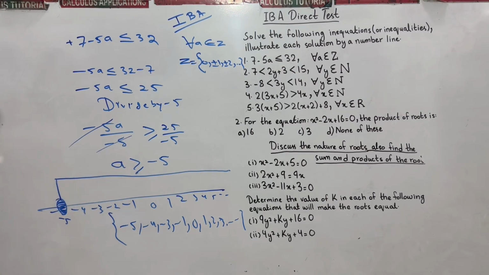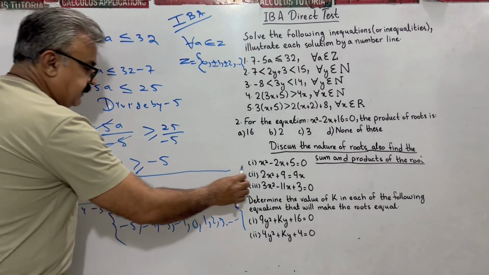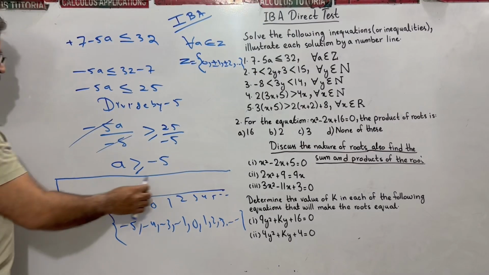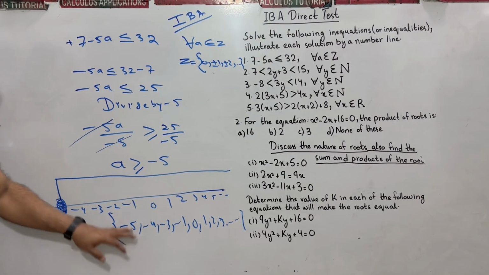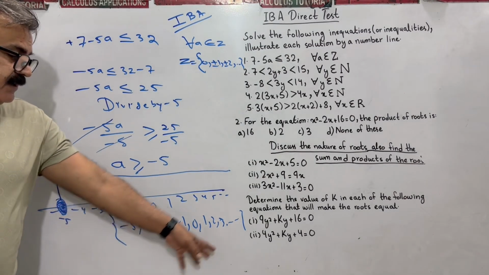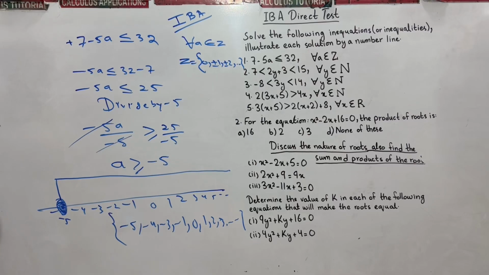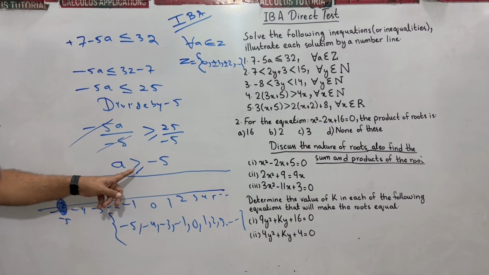Greater than or equal to minus 5. Minus 5 is included. Greater than means toward the right-hand side. This is the tabular form of the solution set for A greater than or equal to minus 5: minus 5, minus 4, minus 3, and so on. All the integers that are greater than or equal to minus 5 are the solution of this inequality.